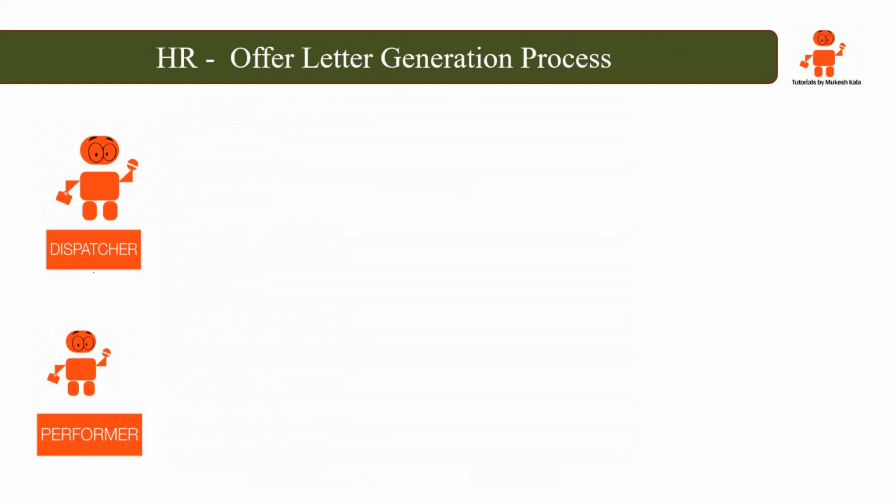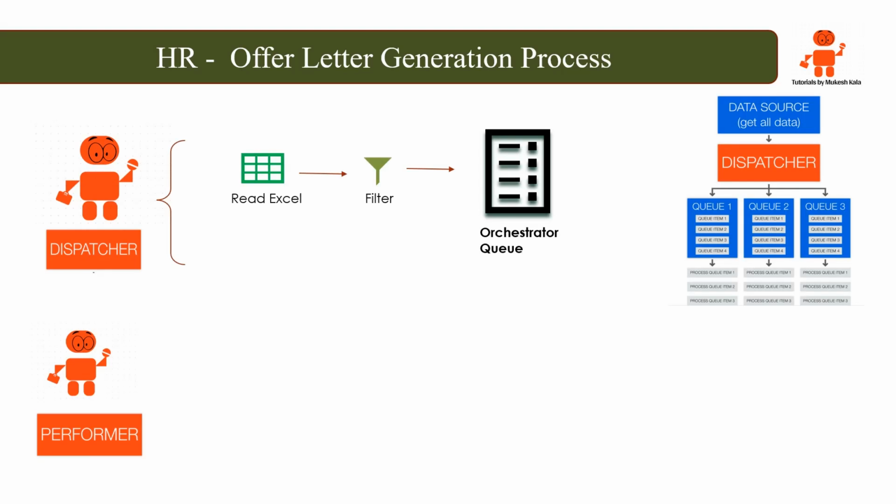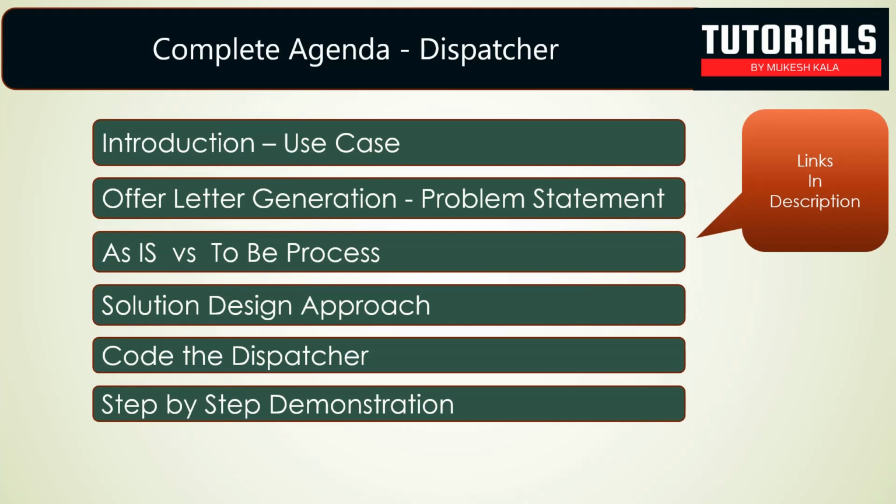You can refer to that. Now, with the help of RE framework, we are creating a process for the HR vertical known as offer letter generation. This is the dispatcher part which we have already completed, and in this video we are going to cover the performer part. The dispatcher, whatever you are looking at on the screen, is already completed. The link for the dispatcher video is in the description and you can refer to that.